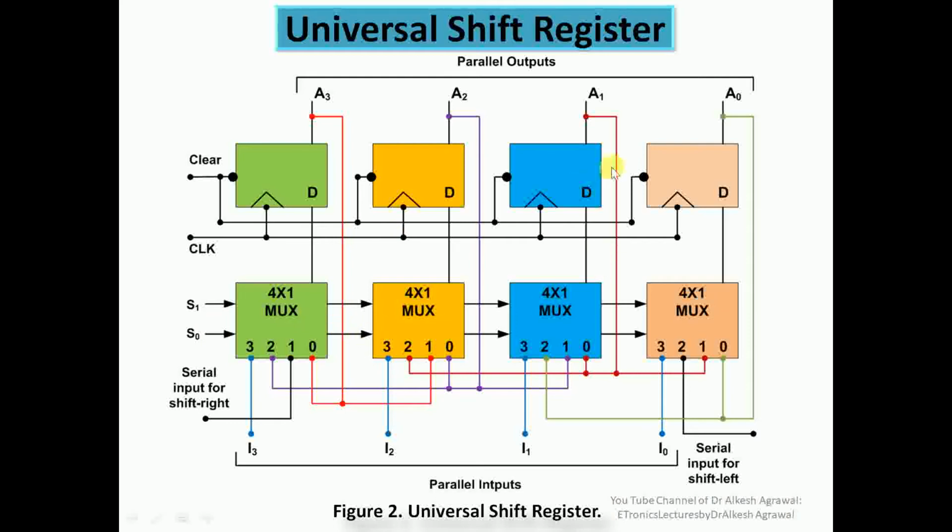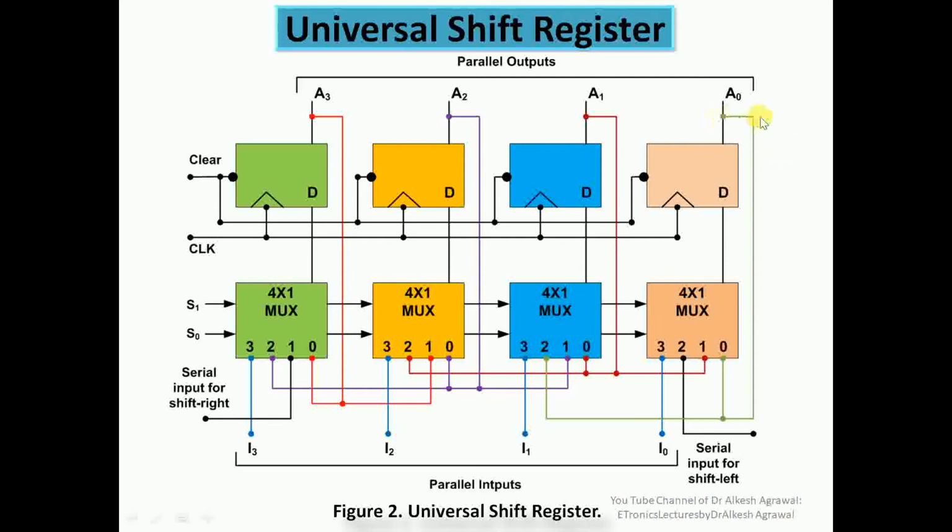Now you can see how these connections are made. If you see this flip-flop and this multiplexer in yellow color, you can see this output. The output of every flip-flop is connected to input 0 of the same multiplexer, to input 1 of the previous multiplexer, and to input 2 of the next multiplexer. So this is the connection for all. A1 is connected to the 0 input of the same multiplexer, to the 1 input of the previous multiplexer, and to the 2 input of the next multiplexer.